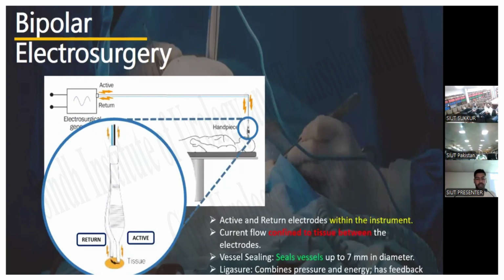The current flow is confined to the tissue, and the vessel sealing properties are also good with bipolar surgery. It can seal vessels up to 7 millimeters. LigaSure is a more advanced device. It also uses the concept of bipolar electrosurgery, but it also applies pressure and has a feedback mechanism. When the vessel is coagulated, it gives you a sort of ring.